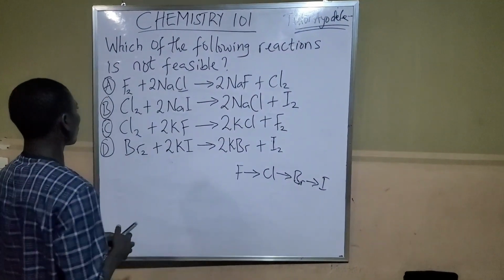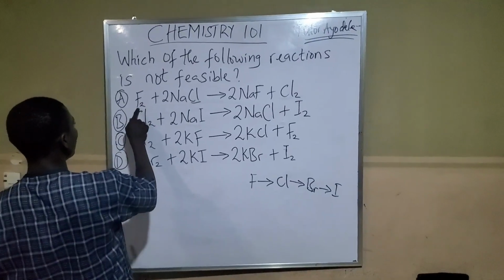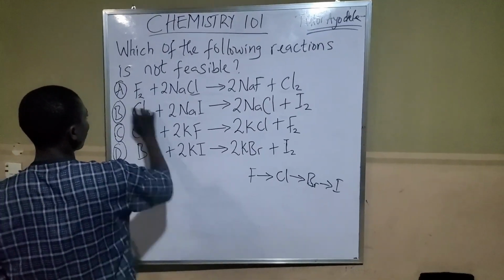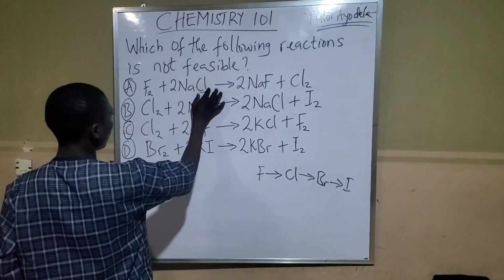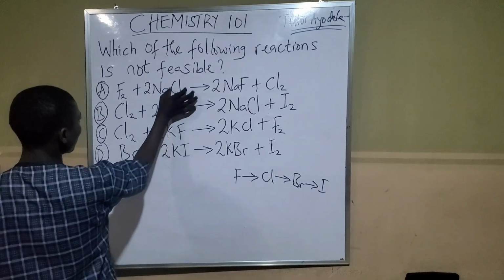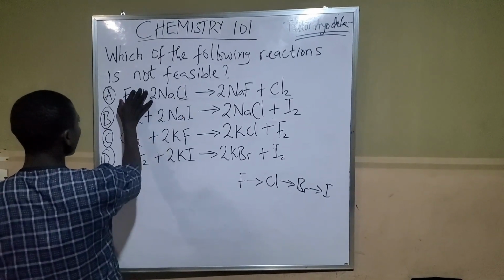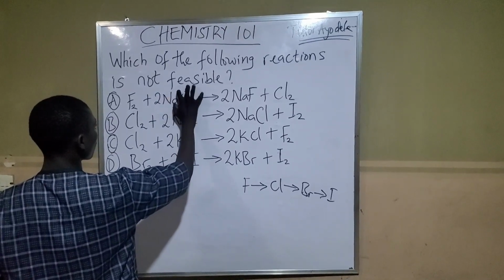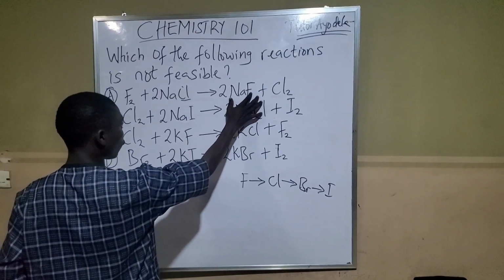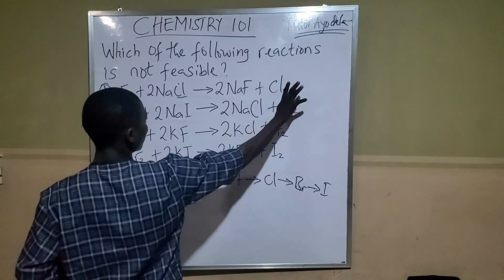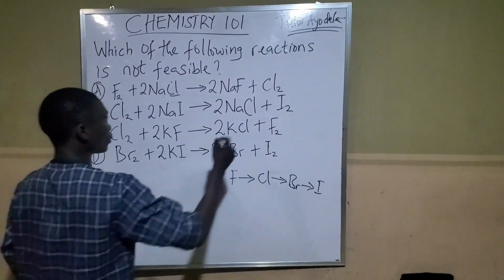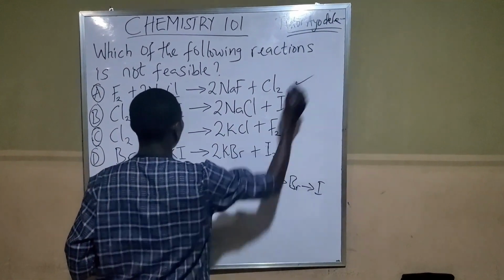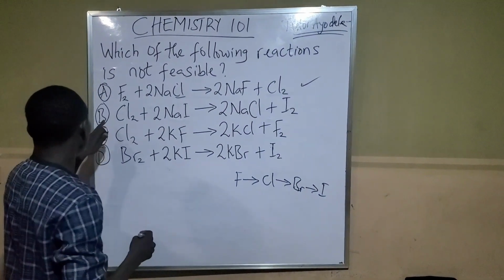Okay, so coming back to our question, if you look at it clearly, you see that fluorine has access to send away this chlorine and take the position of this chlorine. When fluorine sends away chlorine, it takes the position of chlorine, which becomes sodium fluoride. It has displaced chlorine away. So this reaction can occur. Now let's look at this.